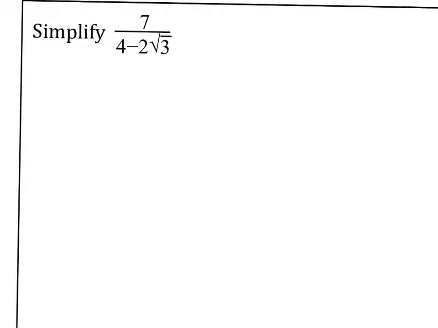What makes this problem different than the previous one is we have a 4 minus 2 root 3. So there's something being added or subtracted with the radical, and that does change the problem a little bit. What we're going to do is bust out a thing called a conjugate. If 4 minus 2 root 3 is my denominator, then that conjugate is 4 plus 2 root 3.